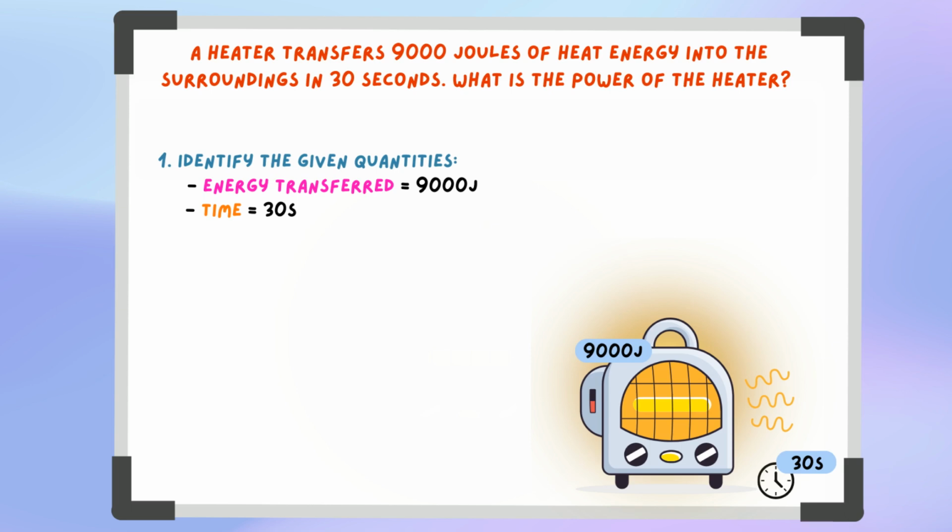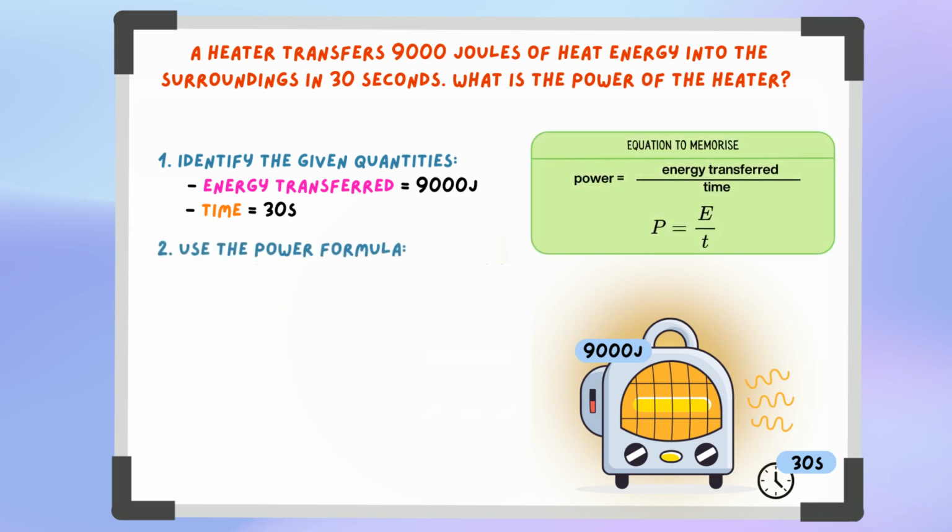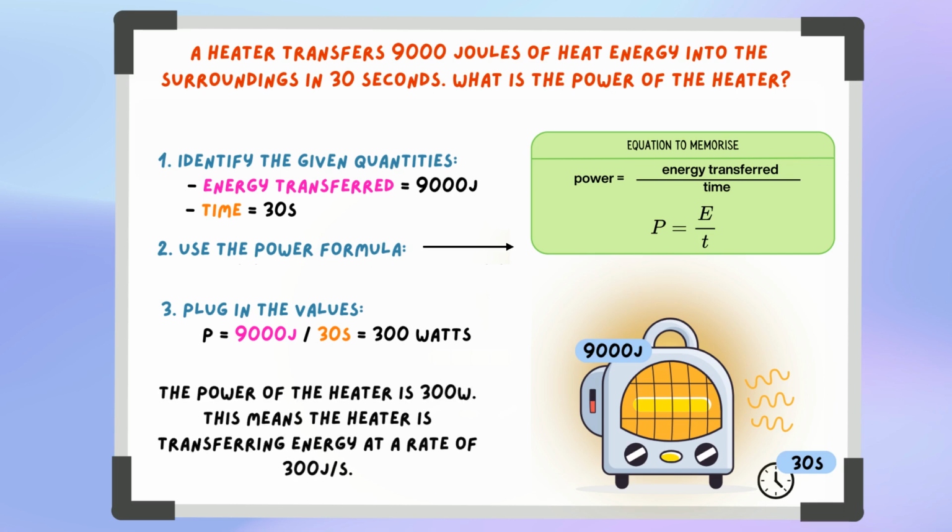To solve this problem, we will use the power formula with energy transferred. Power is equal to energy transferred over time taken. Now, we can plug the values from the question into this formula, so we get power is equal to 9,000 over 30, which equals 300 watts. The power of the heater is therefore 300 watts. This means the heater is transferring energy at a rate of 300 joules per second.